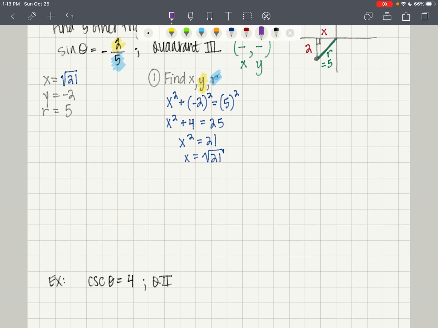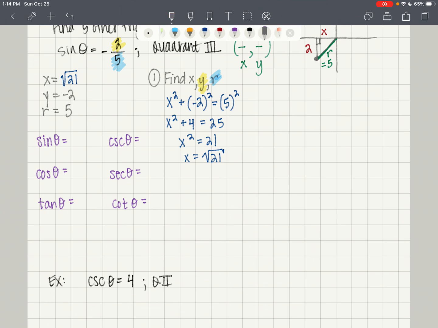So we're going to write that right there, the square root of 21. And now we get to find the sine of theta, which is already given, cosine of theta, tangent of theta, cosecant of theta, secant of theta, and cotangent of theta.